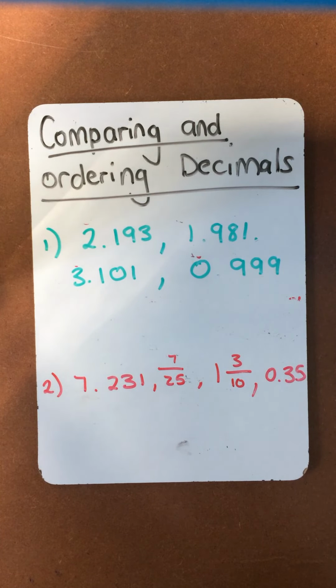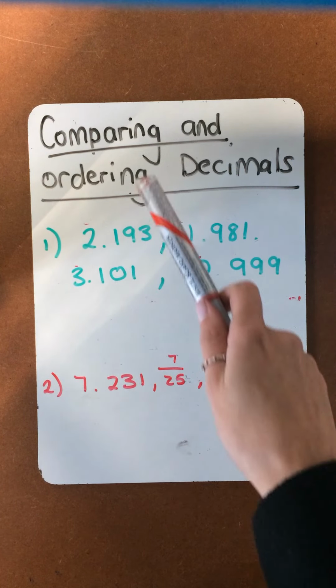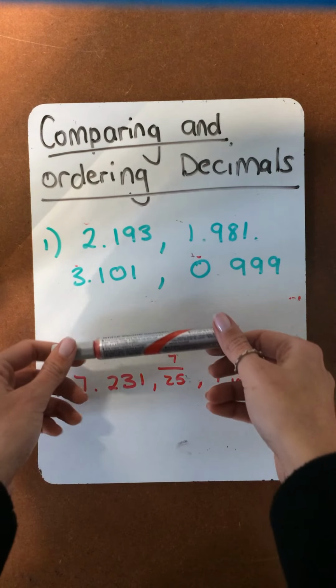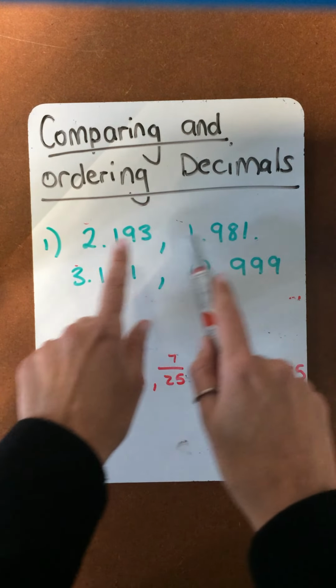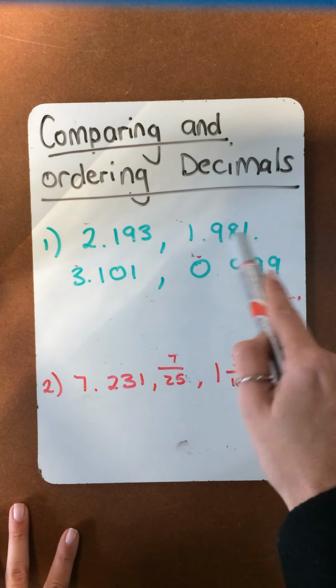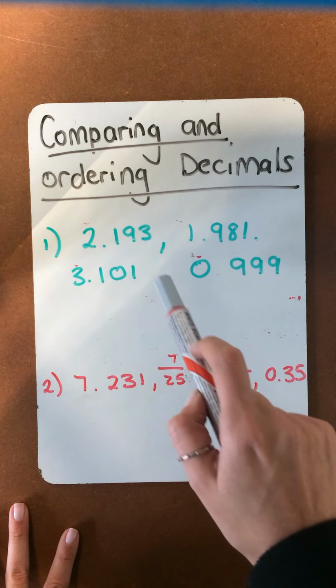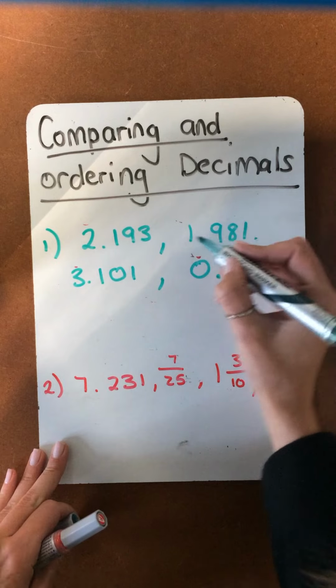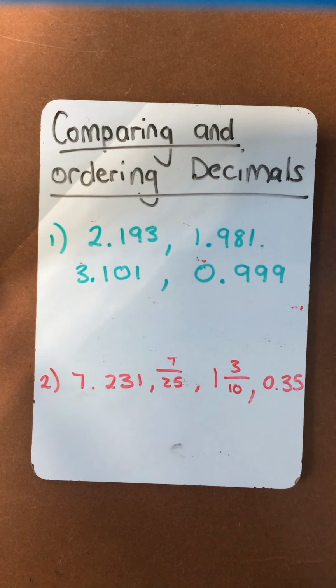In this last video on decimals involving decimals in the thousandths place, we're going to learn about comparing and ordering decimals. So, in the first question here, I have 4 different decimals: 2.193, 1.981, 3.101, and 0.999. And the question is asking me to order them. So we're going to order them from the smallest decimal to the biggest decimal.